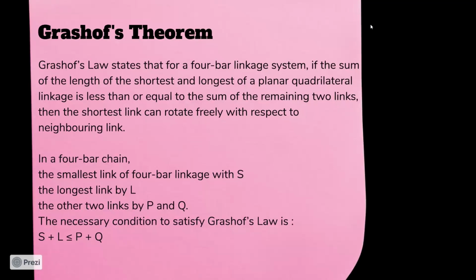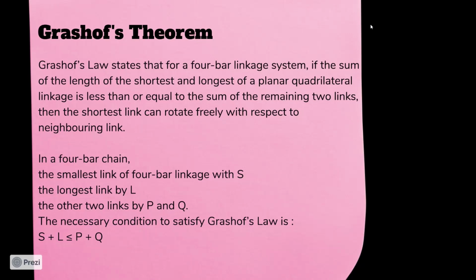Grashof's law is a fundamental principle used to analyze the mobility of four-bar linkage systems. It helps determine whether a four-bar mechanism will result in a rotating motion of the revolute joint between the crank and the ground. The criterion states that for a four-bar linkage to have a degree of freedom, where one link can rotate freely with respect to its neighboring link, the following condition must be satisfied: S plus L must be less than or equal to P plus Q. S is the length of the shortest link, L is the length of the longest link, P and Q are the lengths of the other two links.